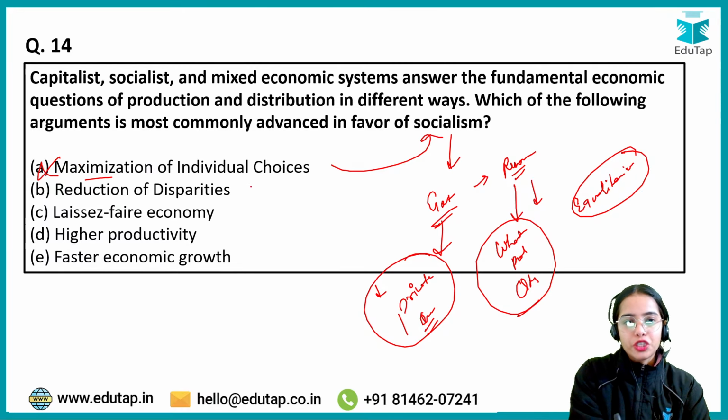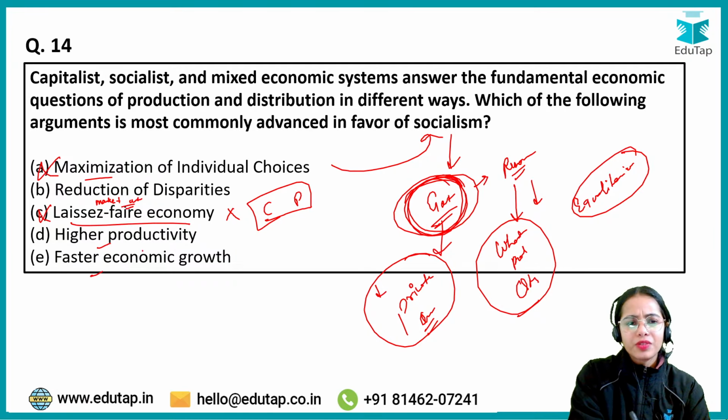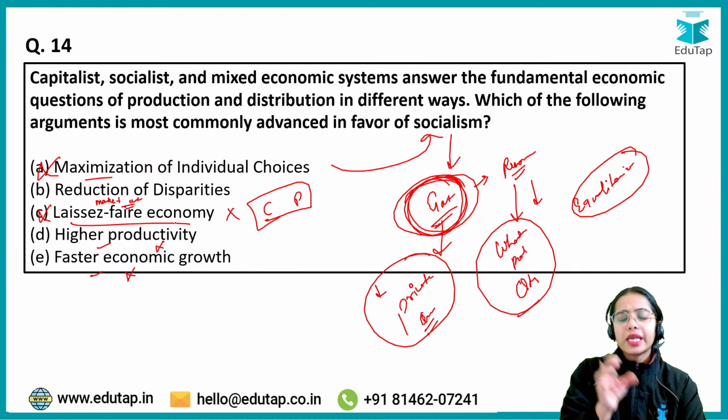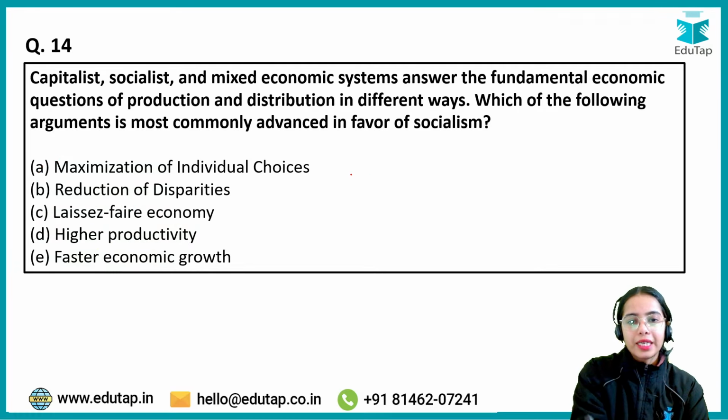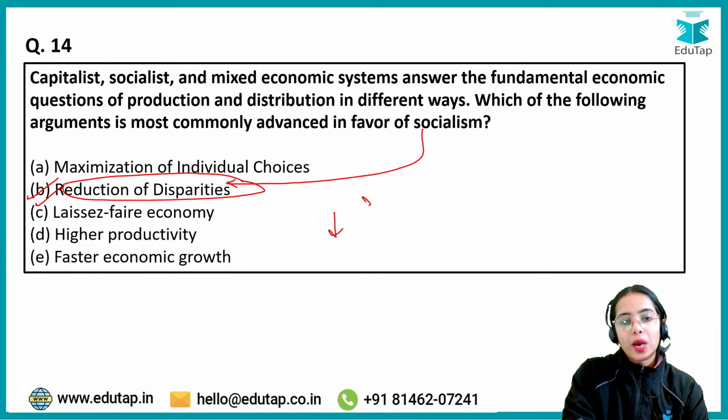Laissez-faire economy means the government should not intervene in the market, but in socialism the government controls the resources, and decides what to produce, how to produce, how much to produce. So the government is intervening in the market, so there is no laissez-faire. Laissez-faire means market autonomy. The consumers and producers decide what to produce and how much to produce, but it does not happen in socialism. Higher productivity and faster economic growth are not the main key ideas of socialism. The main idea of socialism is reduction of disparities, that means promotion of an equalitarian society.